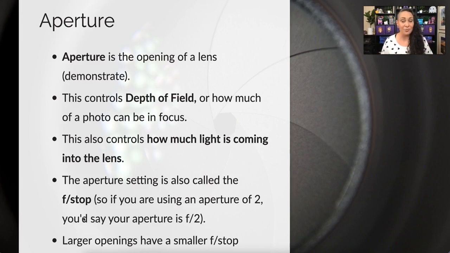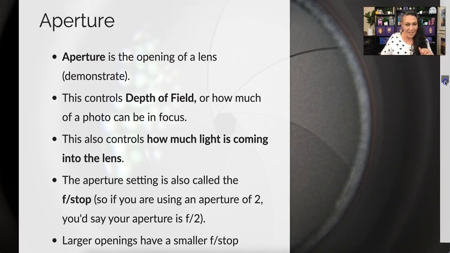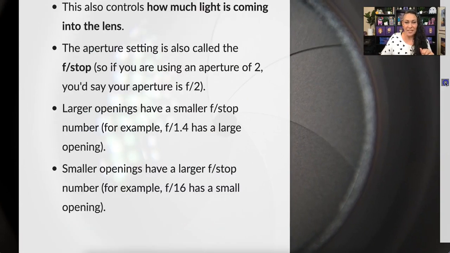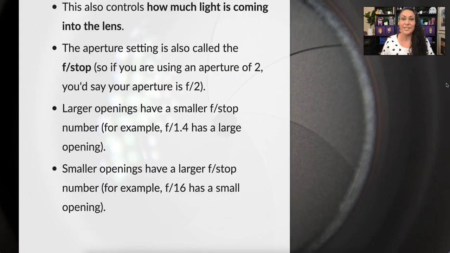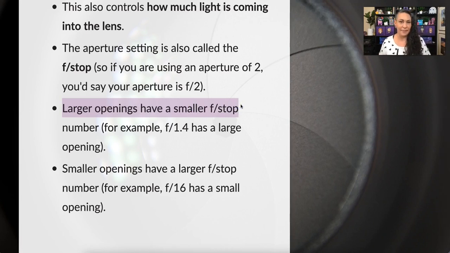Now, this also controls how much light is coming into the camera. The aperture setting is also called an f-stop. So if you're using an aperture setting of 2, you would say f2. And when you hear photographers talk about these things, like I'm at f5.6, f22, f16, they're talking about the aperture setting.